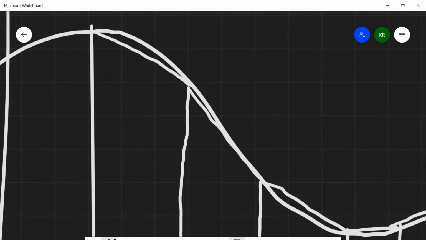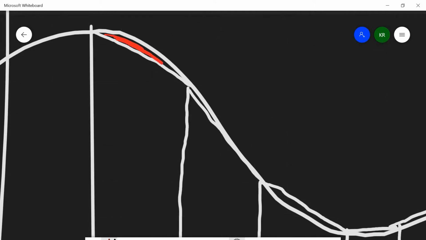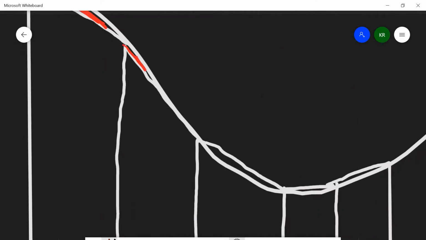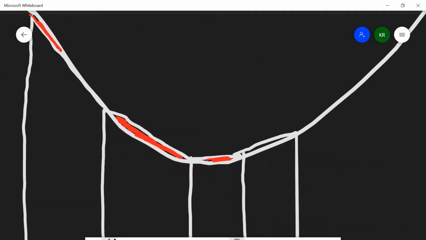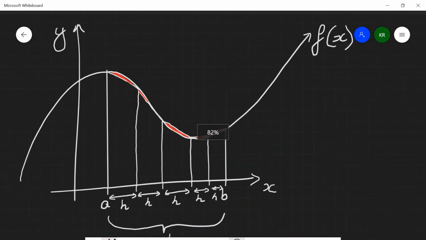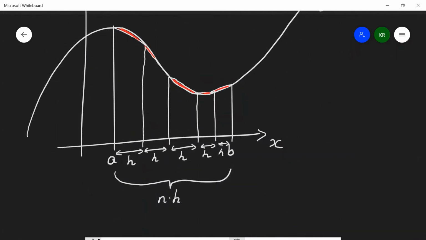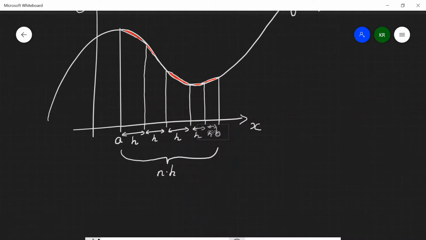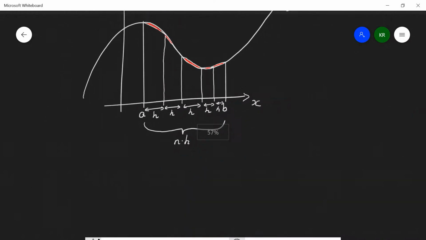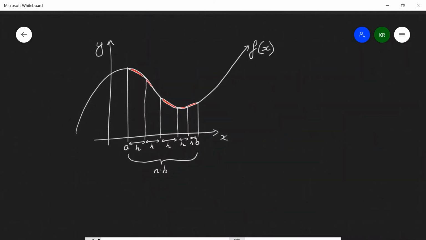Now, this is why it's an approximation, because there's this space that you're missing out there, and space that you're overcompensating for there. There is space here that you're overcompensating for, and here as well. We'll discuss that a little bit later, but that's why it's an approximation. So again, the more trapezia you have, the better the approximation will be.